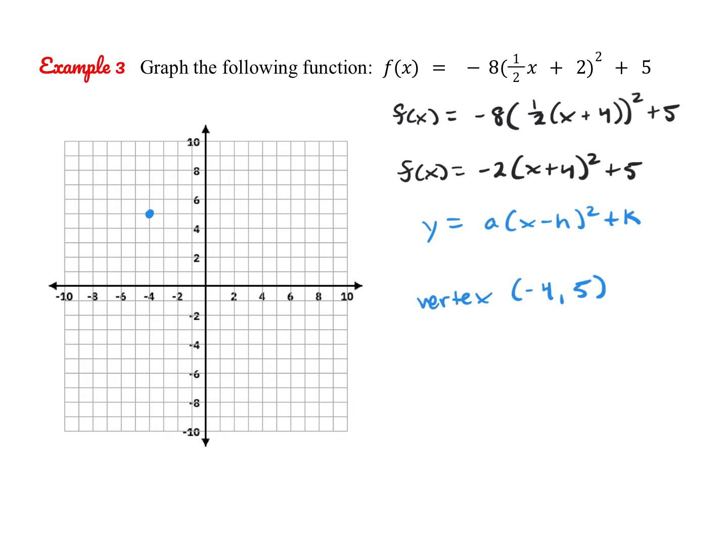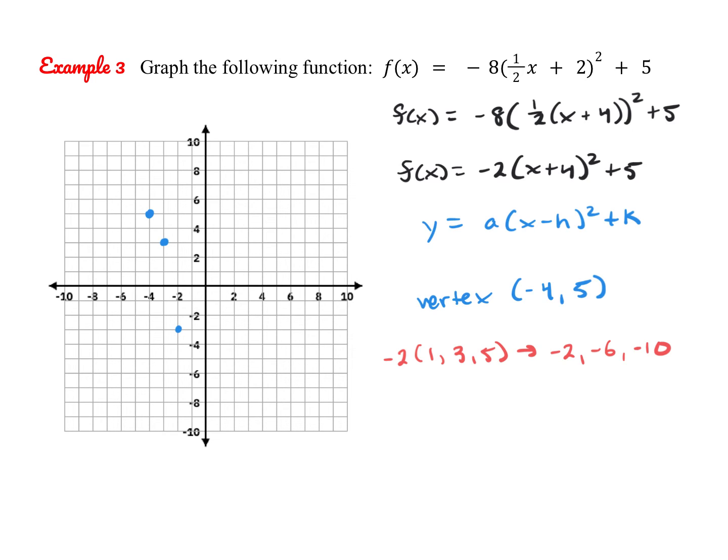And then because we have that -2 out front, that is going to affect our vertical growth pattern. So our vertical growth pattern will be -2, -6, -10. Again, this is just kind of a trick to help us plot additional points. So from the vertex, I go down 2 over 1, and then down 6 over 1.